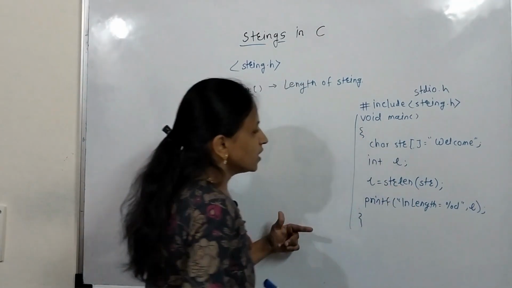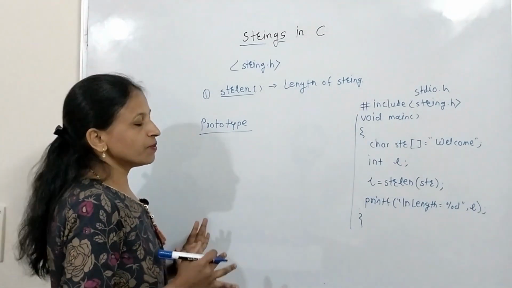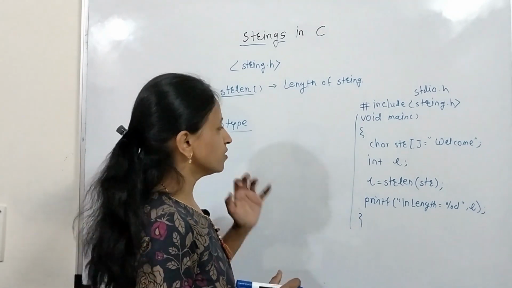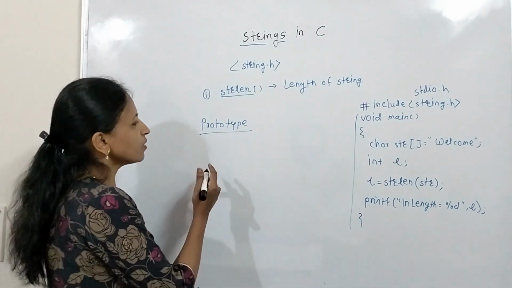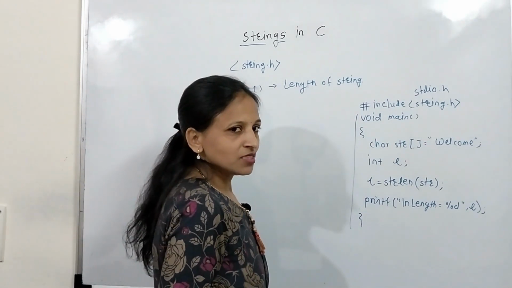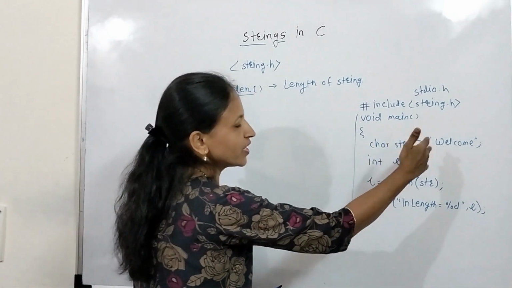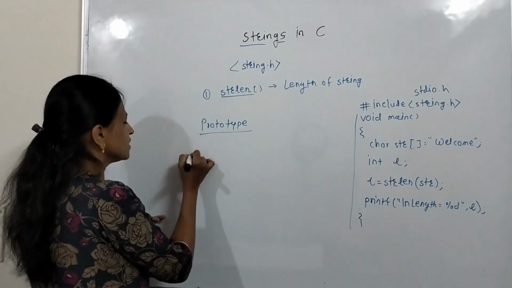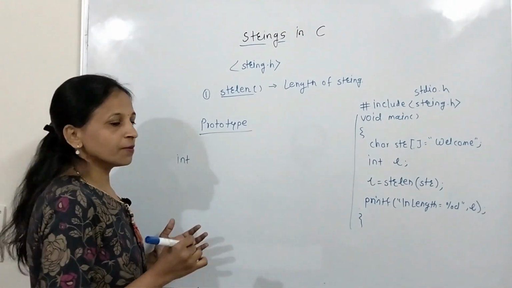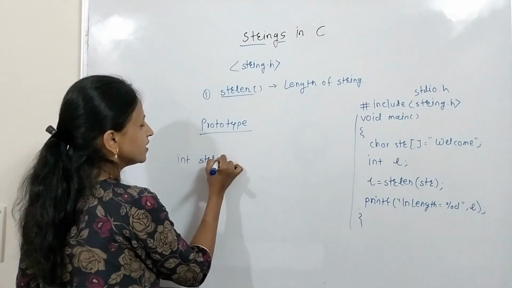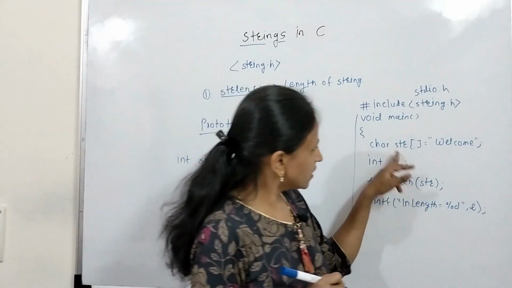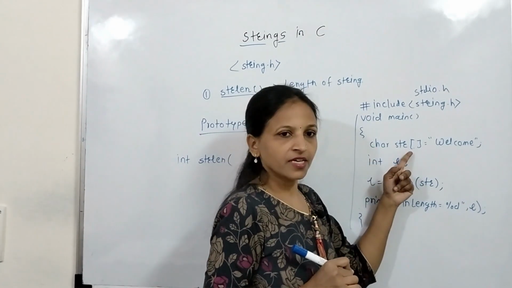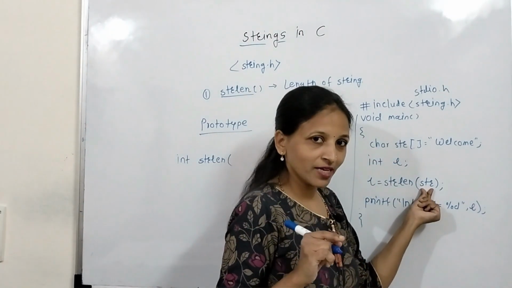Now here the prototype represents the return type, function name, and which type of argument it will have. Here the return type will of course be integer, because it returns how many characters it counts, and that value it will return outside from that function. The return type is integer. Then the function name is strlen, and here what I am passing is the string str. Str is a character array, and I am passing the name of that array.